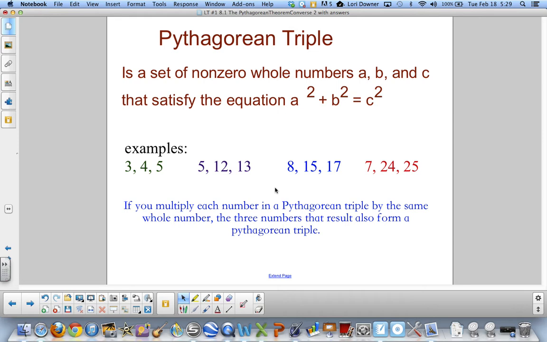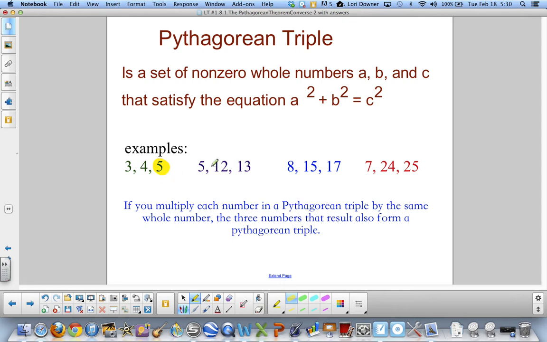A Pythagorean triple is a set of non-zero whole numbers a, b, and c that satisfy a squared plus b squared equals c squared. Notice none of these are decimal numbers, 3, 4, 5, and what we're looking at is 3 squared plus 4 squared equal to 5 squared. Now, the reason why I want to set it equal to 5 squared is because 5 is our largest value here, so it must represent the hypotenuse. So I'm looking at 3 squared plus 4 squared, 9 plus 16, and that equals 25, which is 5 squared.